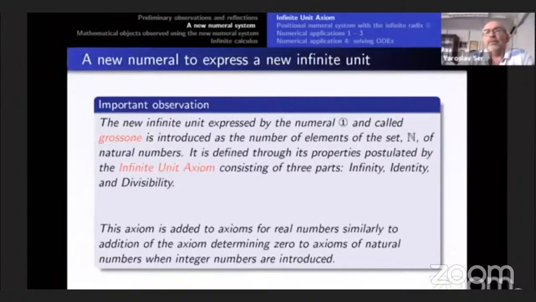So how will we do this? You know that there exist axioms for real numbers, and we will add a new axiom, and I will show you that of the infinite unit.